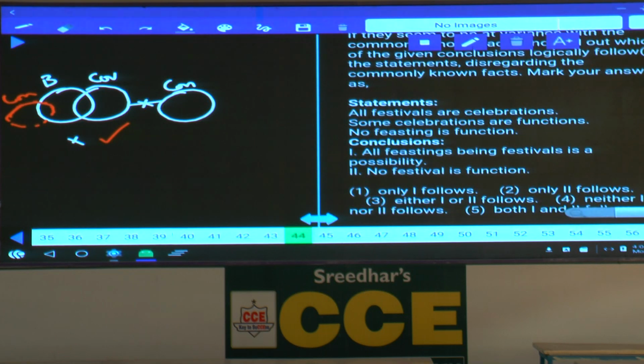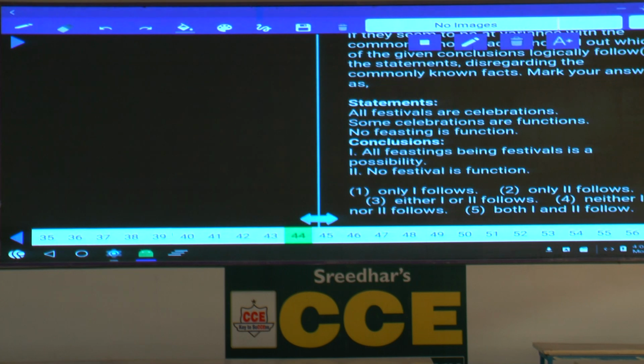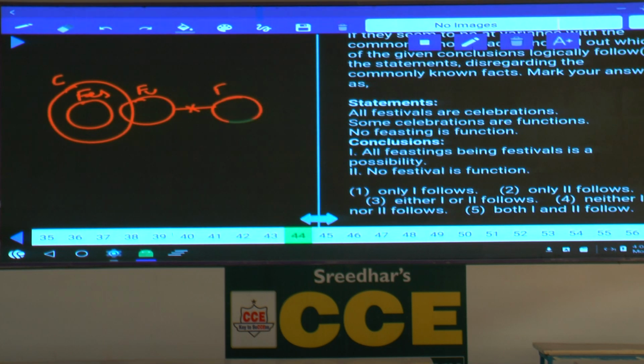Then question number 44. Now in question number 44, all festivals are celebrations. All these festivals or celebrations can be written like this, and some celebrations or functions can be written like this, and no feasting is a function. Festival, function, and feasting. Now first one is a possibility, second one, no festival is a function, is definitely true.